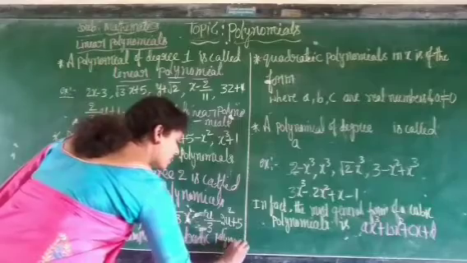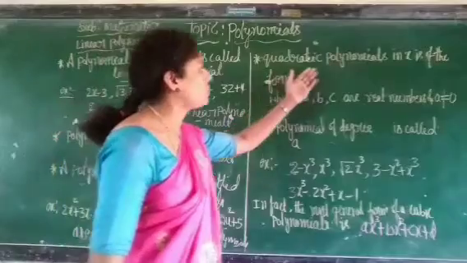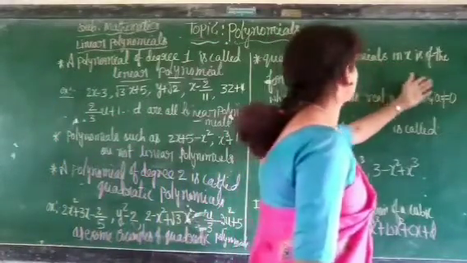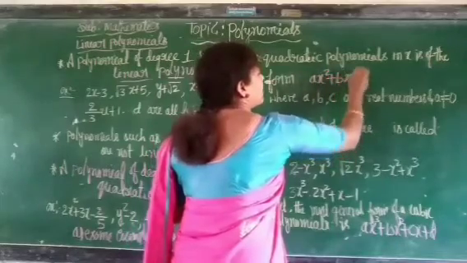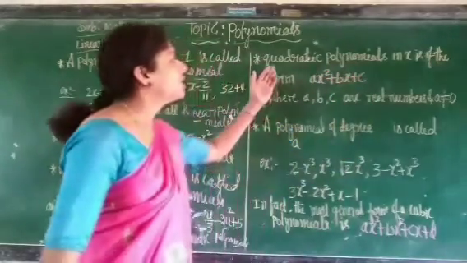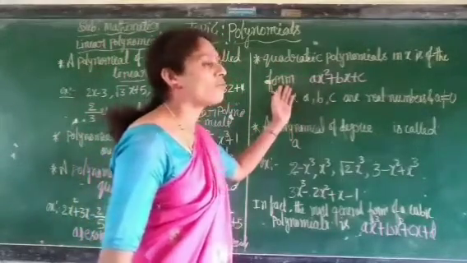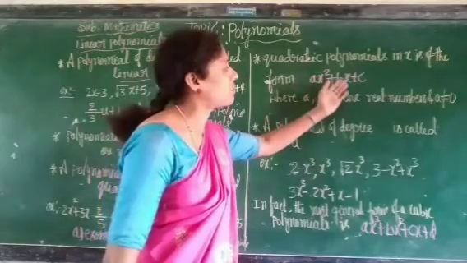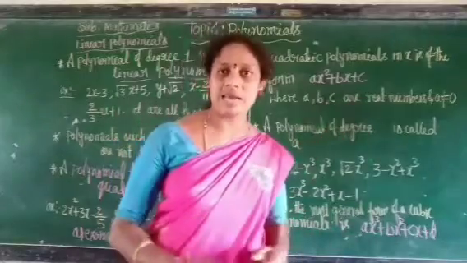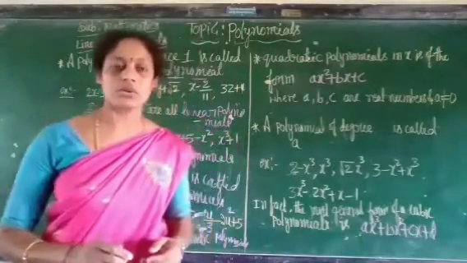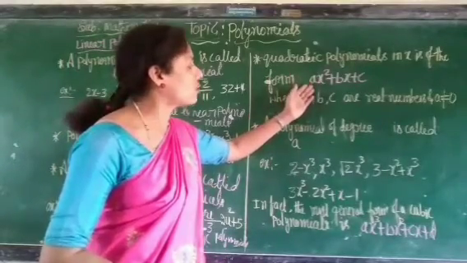So, a quadratic polynomial in x is of the form ax square plus bx plus c, where a, b, c are real numbers and a is not equal to 0. This is the general form of quadratic polynomials.